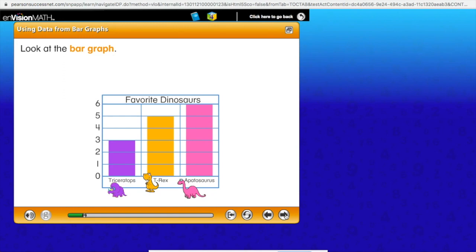Look at the bar graph. So what you're looking at below is what we call a bar graph. It is called a bar graph because instead of using pictures like we learned yesterday to represent each vote, it's going to today instead be represented by bars.